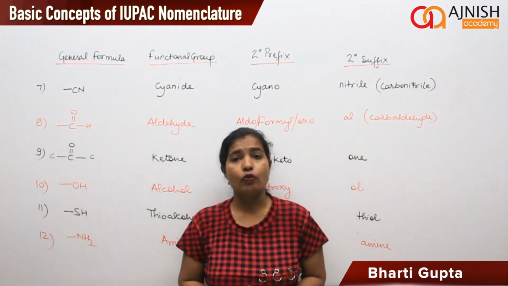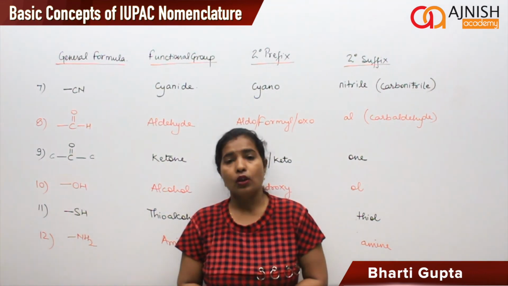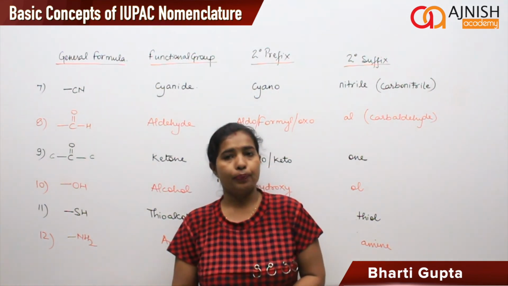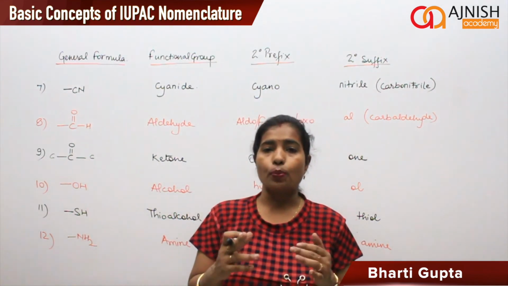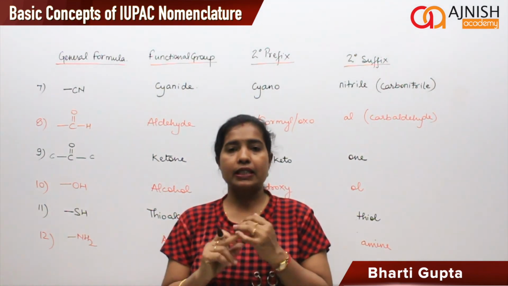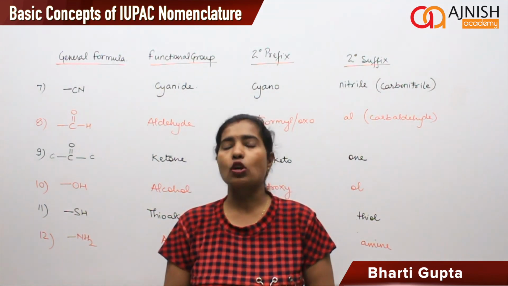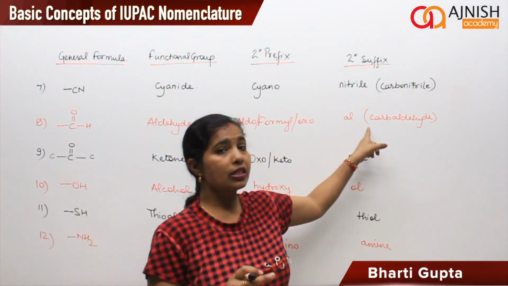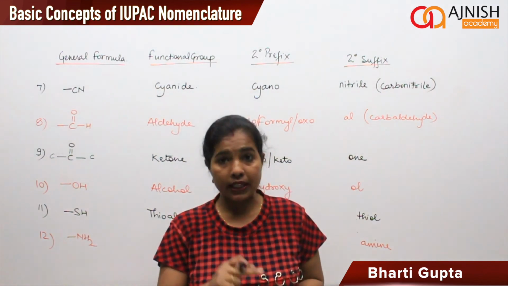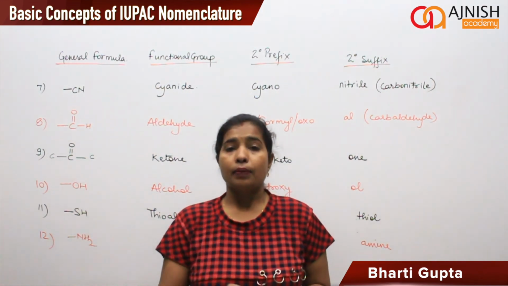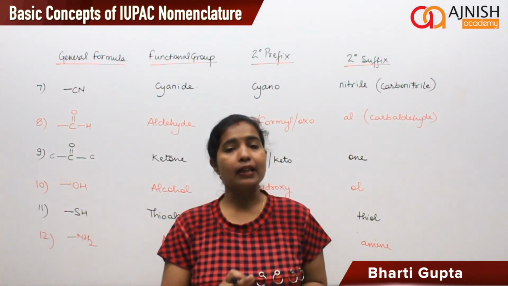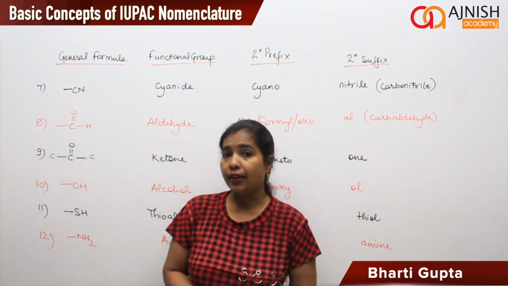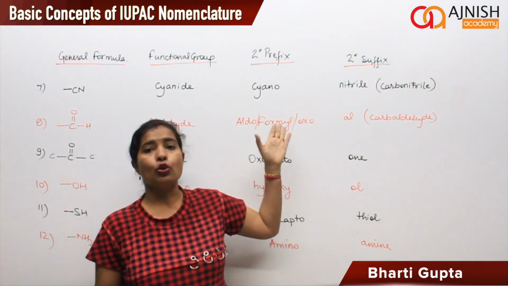So according to the sequence, we will have to decide which is the senior functional group. The top functional groups are senior and the lower functional groups go on becoming junior. So if there is more than one functional group, the senior-most functional group is considered the main functional group, and all other functional groups are considered substituents. The main functional group is written as suffix and the other functional groups present in that compound are written as prefixes, because for that compound they are considered substituents. In this way you will be able to decide when to use suffix and when to use prefix.